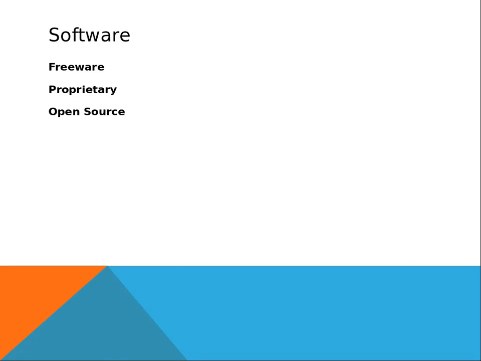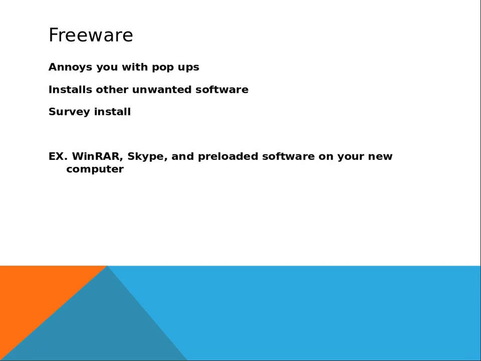Okay, here's the software. Freeware, proprietary, and open source. Freeware. This is the stuff like WinRAR, when it always says you have 40 days, and then it says your trial expired, but you can still use it. It just annoys you. It's free. They say you have to pay, but it's free. It installs other unwanted software, like Skype. When you go through the installer, it'll be like, make Bing my search engine and MSN my homepage. And you're just like, it's awful.